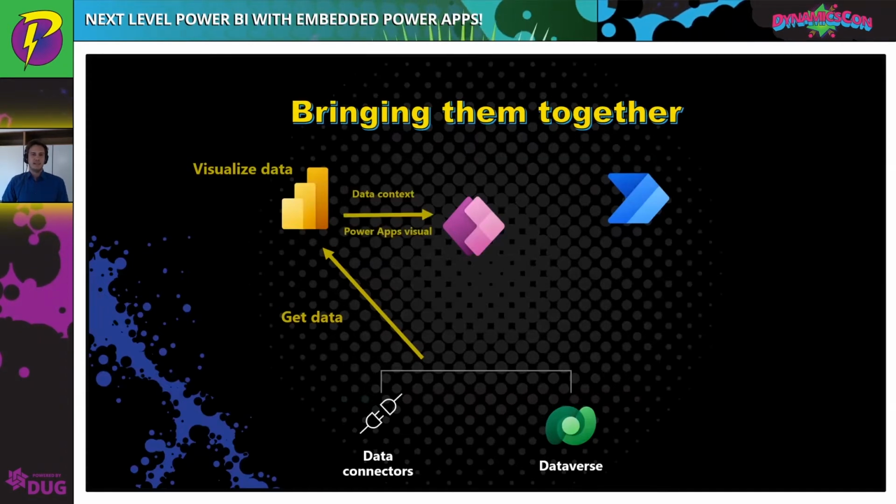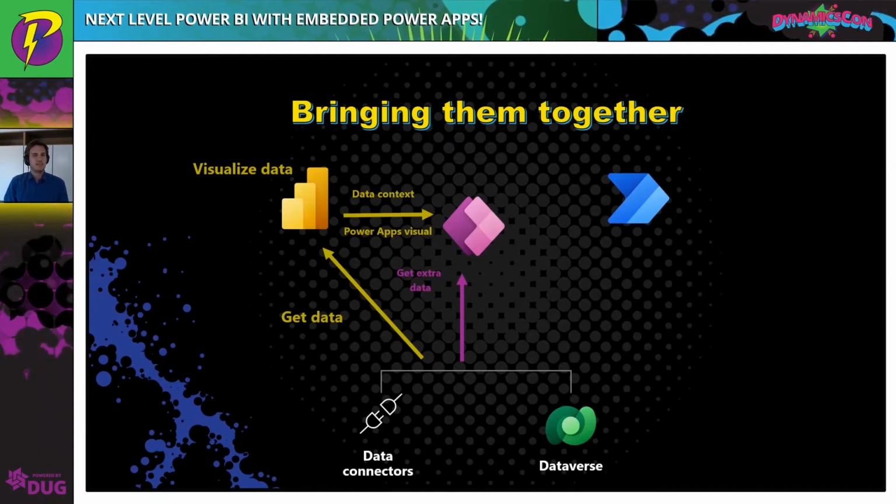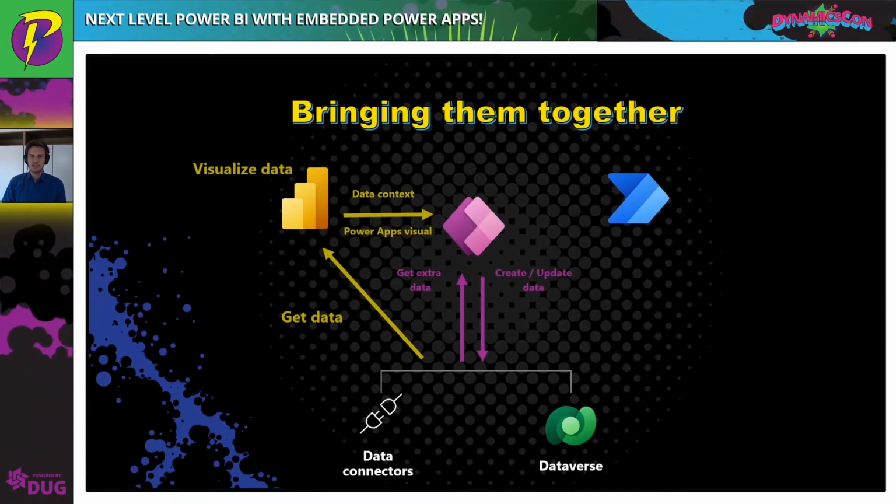Now the new thing is that I use the Power Apps visual to embed a Power App within my report, and I'm giving the data context to the Power App. So the Power App actually knows what data is displayed in the Power BI report. And since it can use the same data connectors, Dataverse, it can, for example, get extra data based on the context it has, also from completely other data sources. But what's even cooler, it can also create new data or update data.